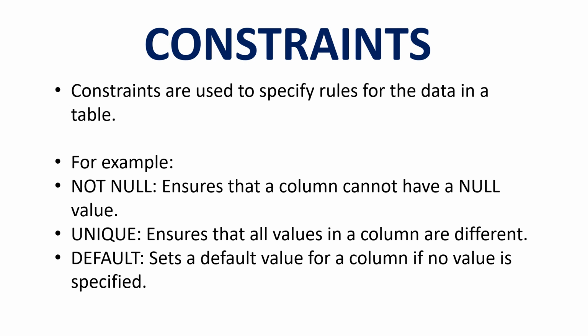Constraints are used to specify rules for the data in a table. For example, not null ensures that a column cannot have a null value, which we saw just now. Unique ensures that all values in a column are different. Default sets a default value for a column if no value is specified.